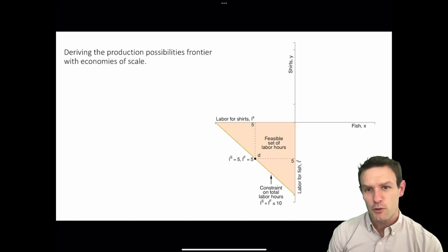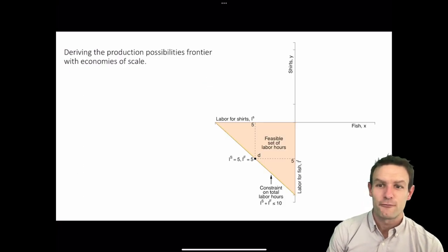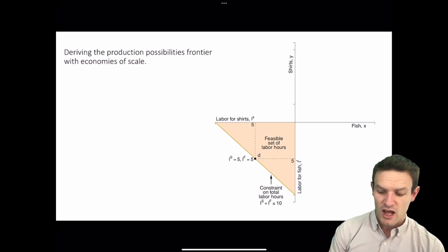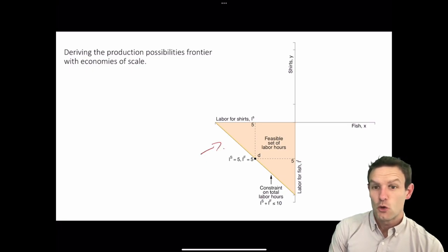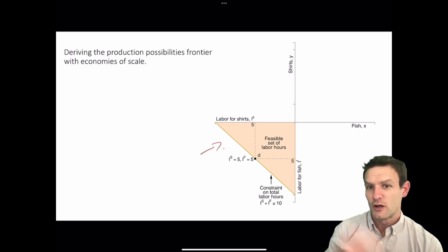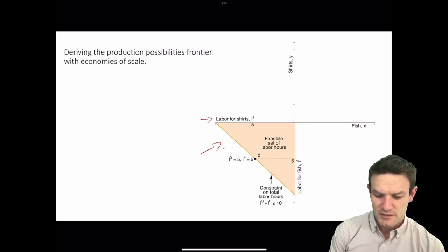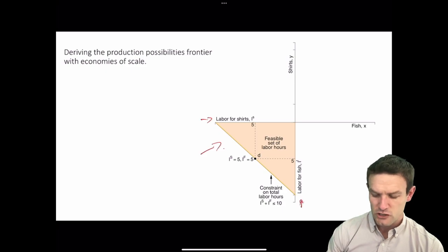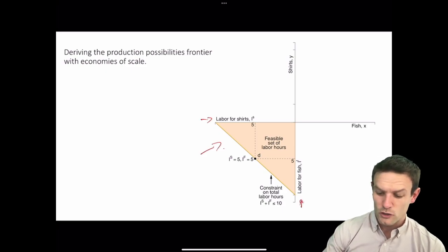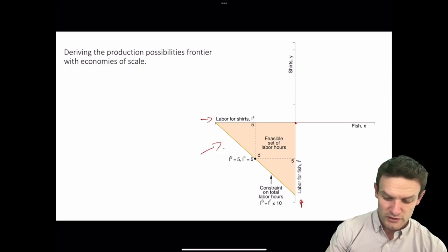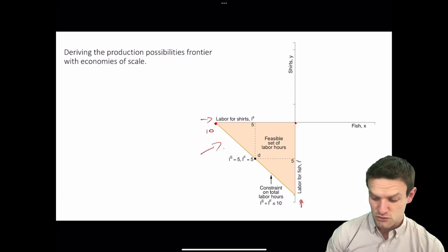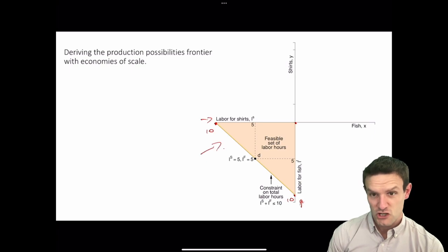Okay, so let's start putting these together. We are going to use what we call a four-quadrant diagram here. And with this four-quadrant diagram, we're going to start with this part over here, which is exactly the same figure we looked at a second ago, just flipped over. We've got the labor for shirts on the x-axis. We've got the labor for fish on the vertical axis. And so what you want to think of here is that this is 0 hours spent on either of those activities. Over here, we're spending 10 hours on producing shirts. Over here, we're spending 10 hours on producing fish.